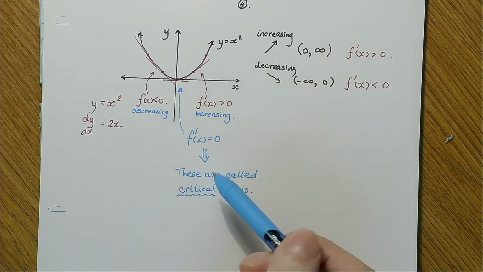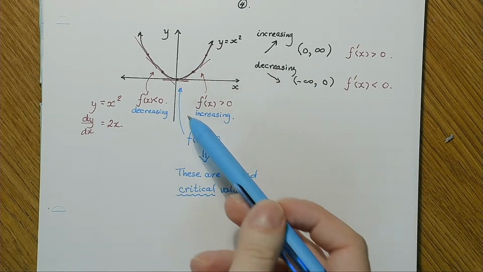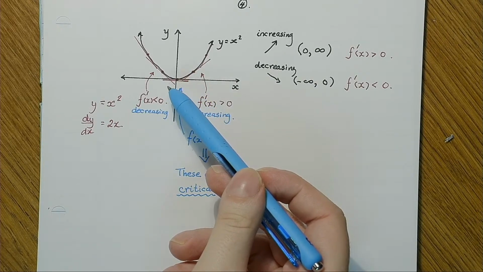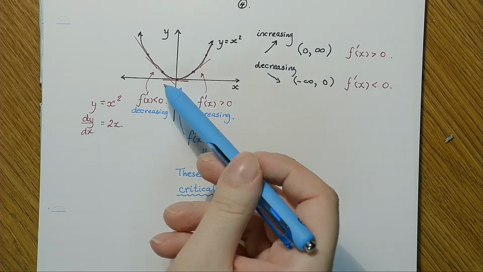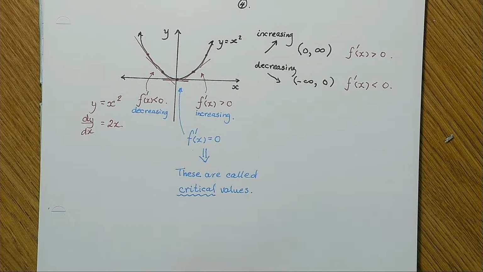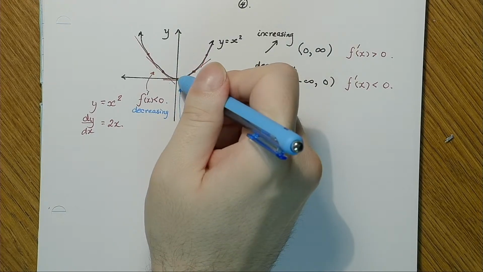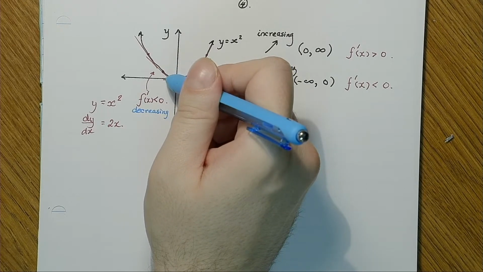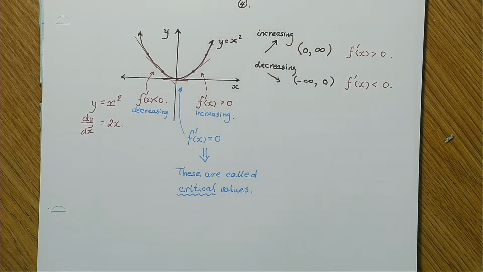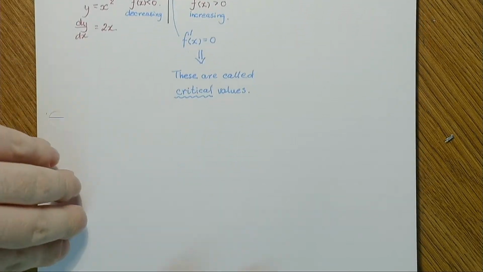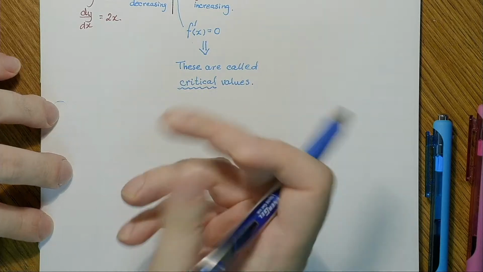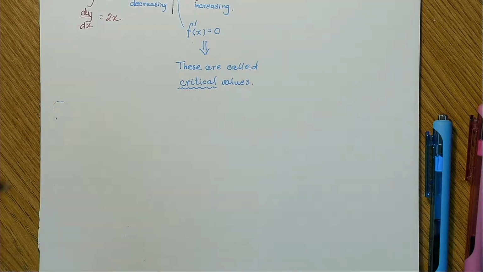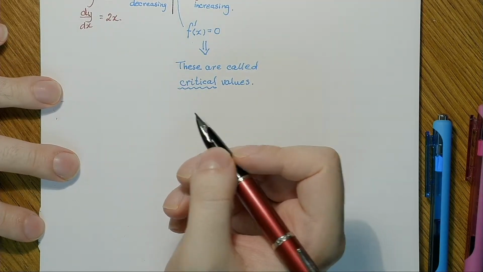And why are we interested in the critical values, where the derivative is 0? Because that is where the action starts to happen. So from this side, we see that it switches from decreasing to increasing. So in fact, we can think of the 4 cases then.